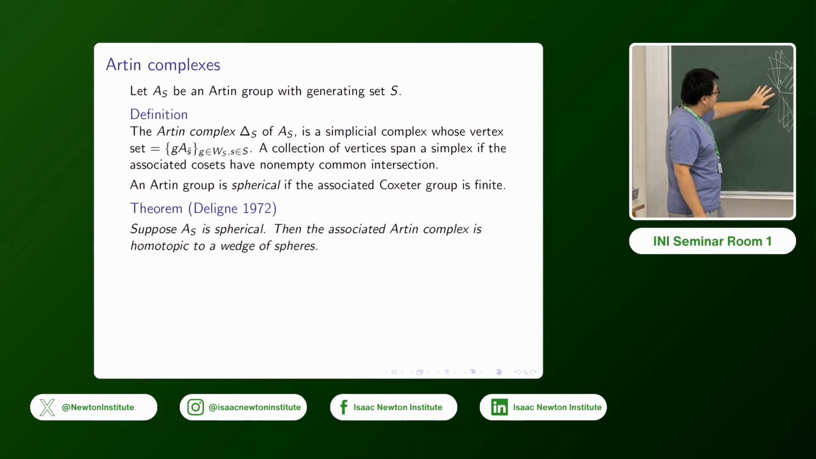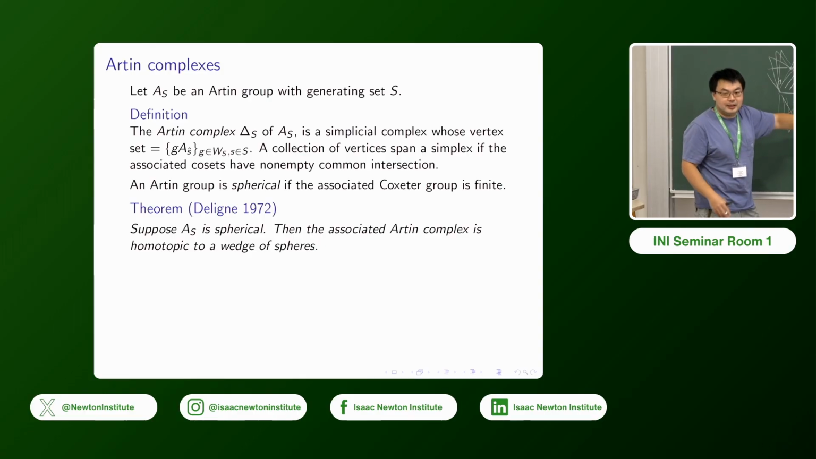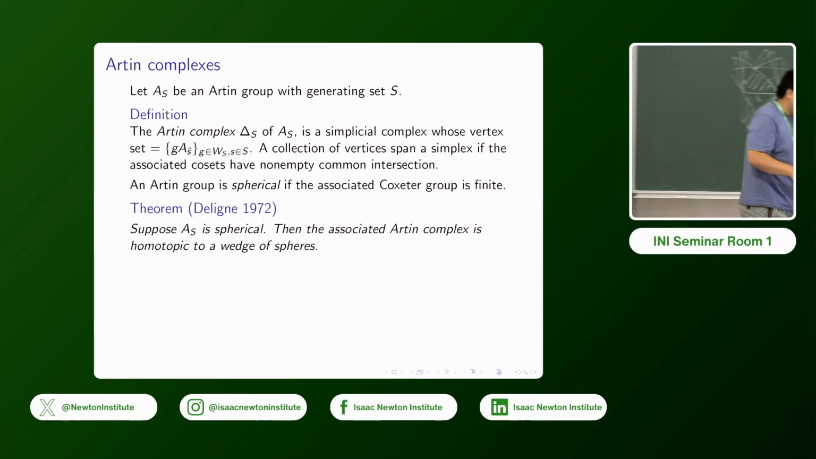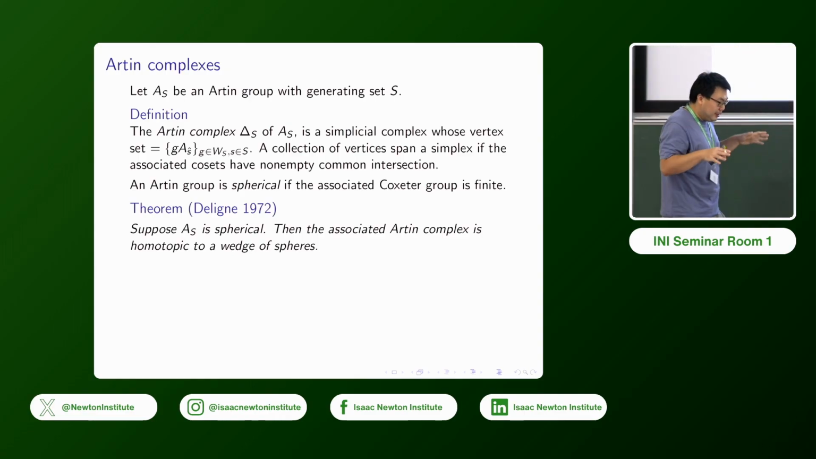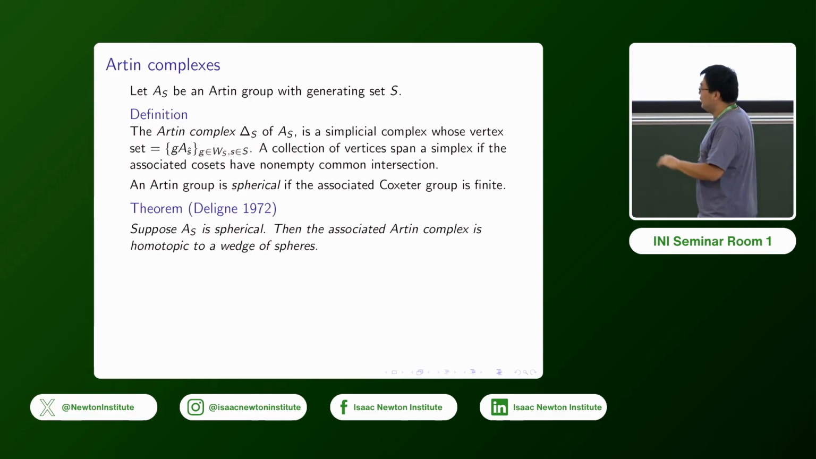What we know is that in the Artin complex, I still have lots of flats like this, and the Artin complex is covered by flats. But this is not exactly a building because it is not true that every two vertices are contained in the same flat. Okay? So that's a rough picture of the Artin complex you should have in mind.